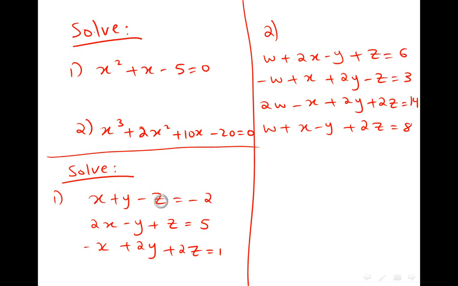x plus y minus z equal to negative 2, 2x minus y plus z equal to 5, minus x plus 2y plus 2z equal 1. Here, w plus 2x minus y plus z equals 6, minus w plus x plus 2y minus z equals 3, 2w minus x plus 2y plus 2z equal 14, w plus x minus y plus 2z equal 8.